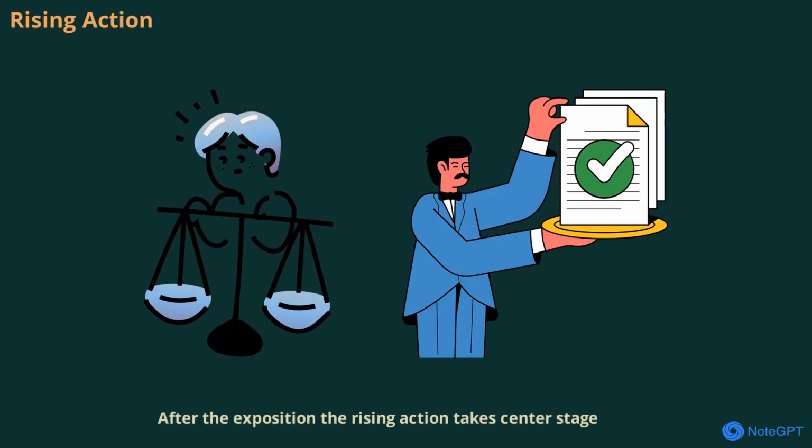After the exposition, the rising action takes center stage. This is where you introduce a conflict, challenge, or series of events that build tension and keep readers invested. The rising action is crucial for developing the story's momentum, as each event or obstacle pushes the narrative forward. By carefully crafting this section, you create anticipation and set the stage for the story's climax. Remember, the rising action should always relate back to your central theme or message.